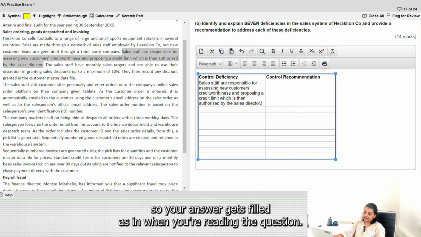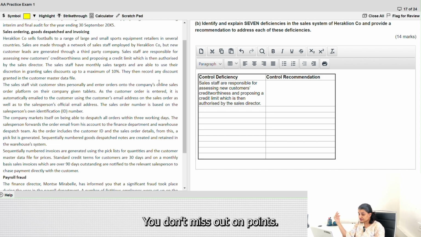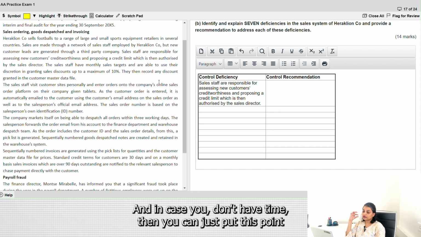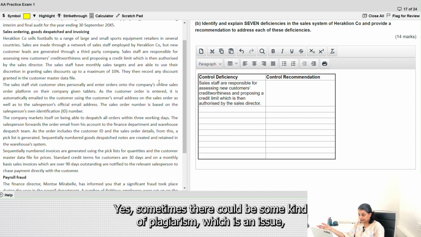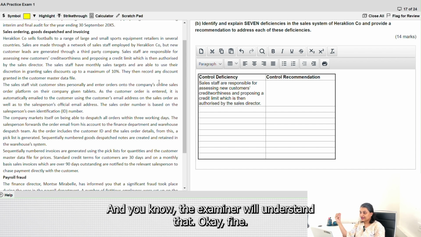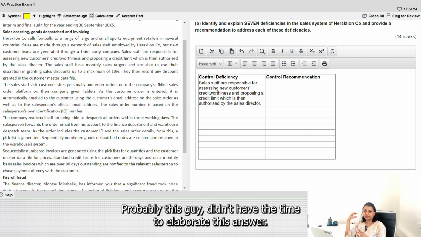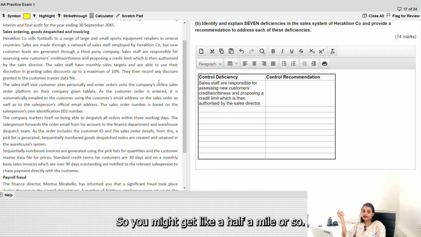So your answer gets filled as you are reading the question, and then all you have to do is reframe this in your own language. So it gets very easy, you don't miss out on points, and in case you don't have time, then you can just put the point from the question as it is and then move on. Yes, sometimes plagiarism could be an issue, but just 1 or 2 points copy pasted is not a problem. The examiner will understand that probably this person didn't have the time to elaborate this answer, so he has just written the point as it is in the question. So you might get half a mark or so. This will help you in the exam.